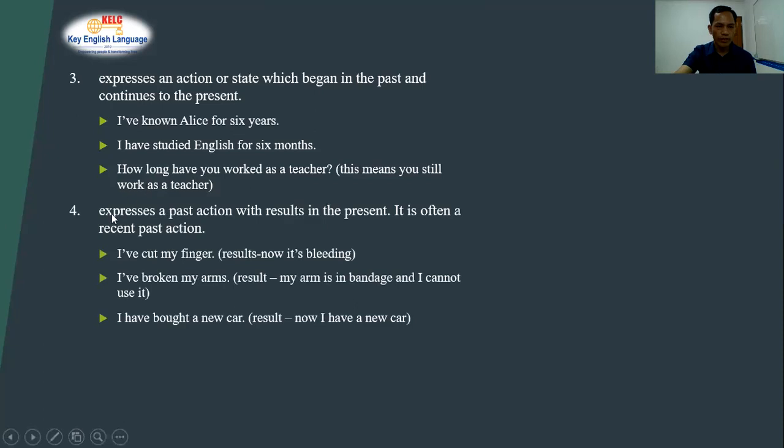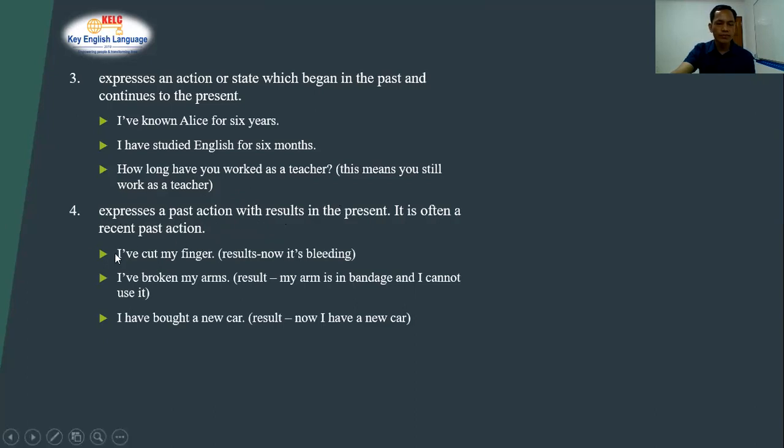And the fourth and final one is the present perfect expresses a past action with a result in the present. It is often a recent past action. Very often this is the difficult point of the present perfect because the action is in the past already, but the result is still now. We can still see it, or the action has a connection with the present, or the action is still relevant now.